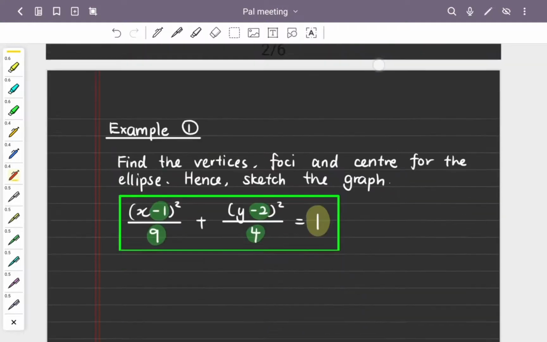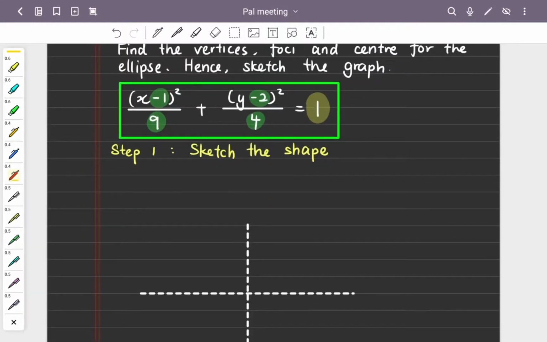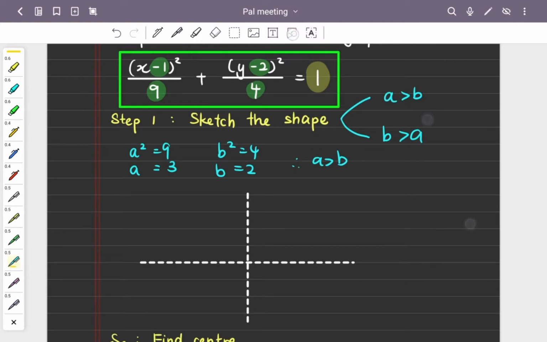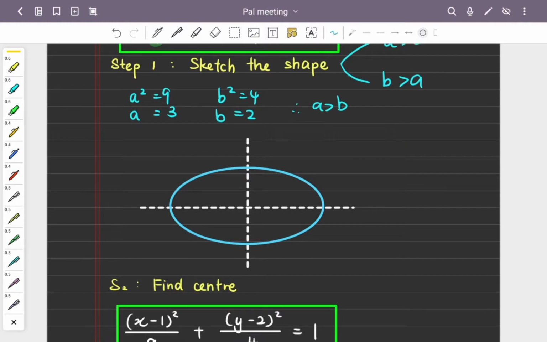Okay, so go back to our question. First thing we need to sketch the shape. There are only two cases: either A is greater than B or B is greater than A. From the standard equation, A squared equals 9, so A equals 3, B squared equals 4, and B equals 2. So you can conclude A is greater than B. If A is greater than B, then your ellipse, the oval shape, will expand horizontally. This one is your major axis, and this one will be your minor axis.